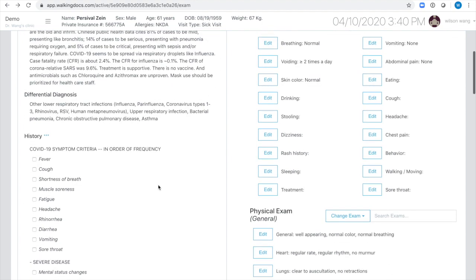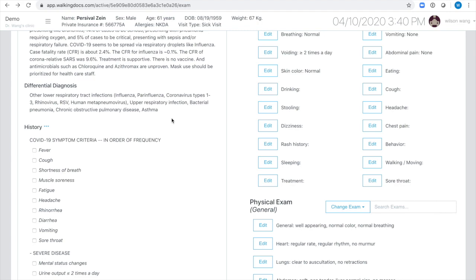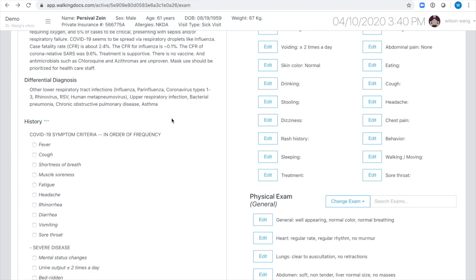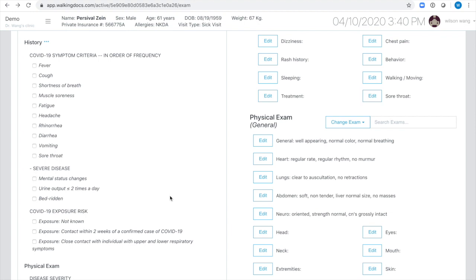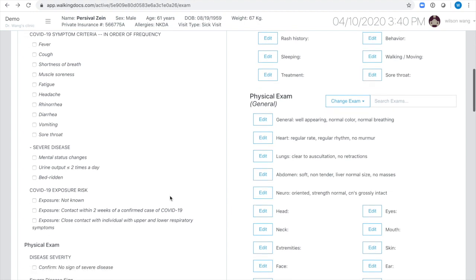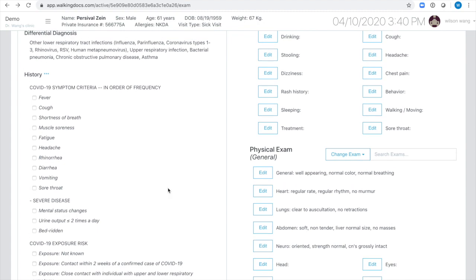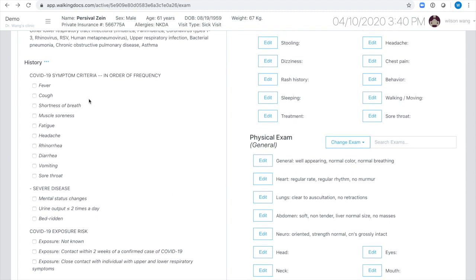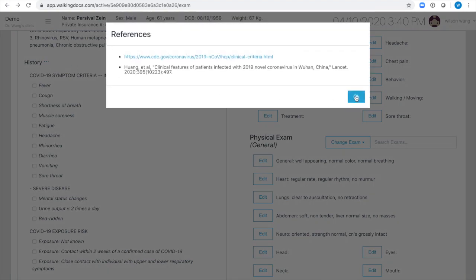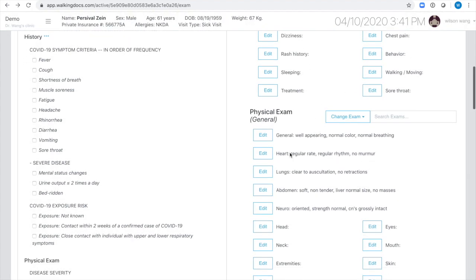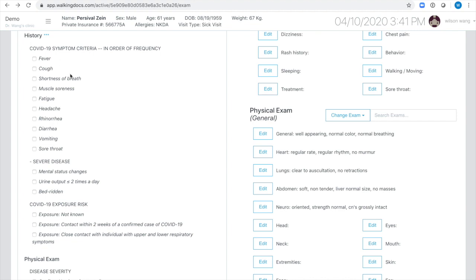Next comes a differential diagnosis. It is possible that this is not COVID-19. The checklist then displays history and exam findings consistent with the disease. Here we include the reference to the study that explains COVID-19's most common symptoms. This includes fever, muscle soreness, and fatigue.